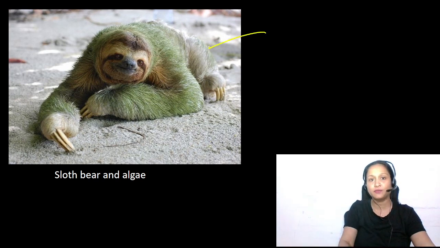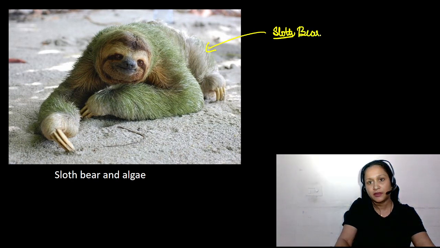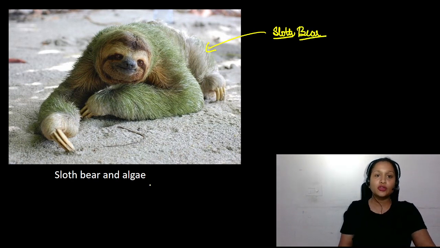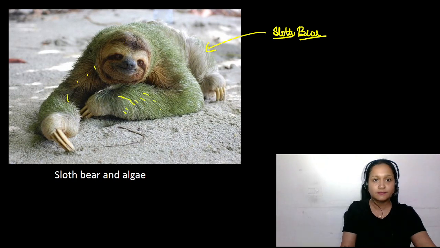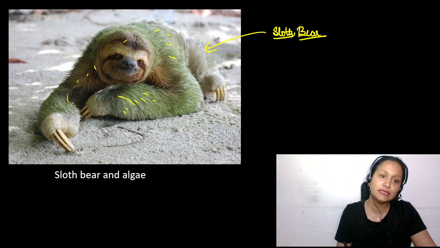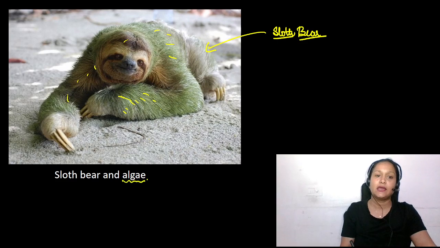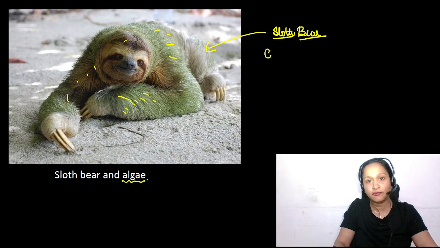And even you will see some of them are associated with some animals, like the sloth bear. Can you see the sloth bear? A very lazy animal, right? On the body of the sloth bear, you can see some algae, green in color, right? So algae is getting what? Water from the body of the sloth bear. And what benefit is the sloth bear getting here? The sloth bear gets the benefit of hiding. It can camouflage.